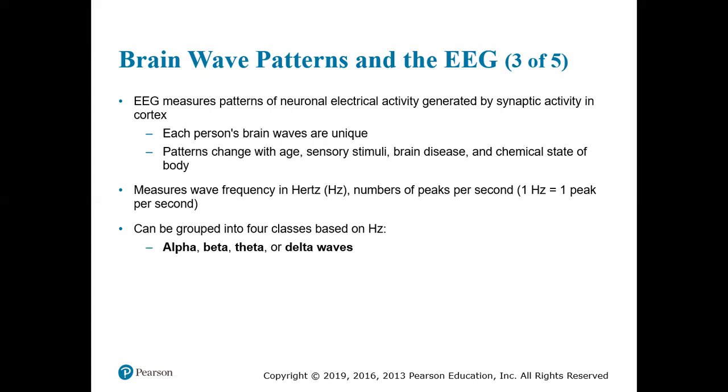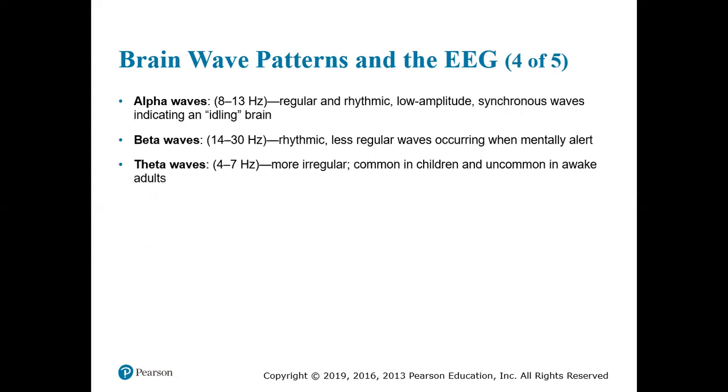So each person's brainwave will be different. Patterns will change with age, stimulus, brain disease, and chemical state. We measure it in hertz. That's the unit of measure. And we have noticed alpha brainwaves, beta, theta, or delta, and each one tells us something different about a brain.